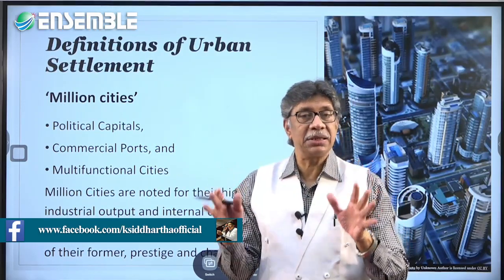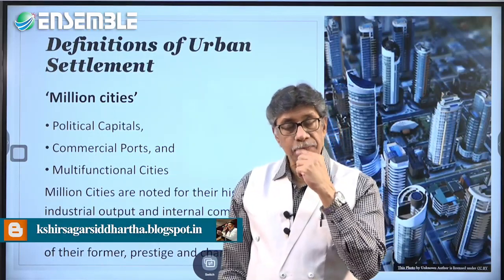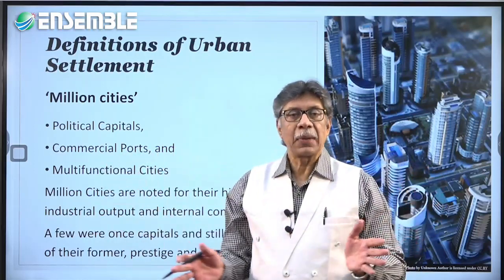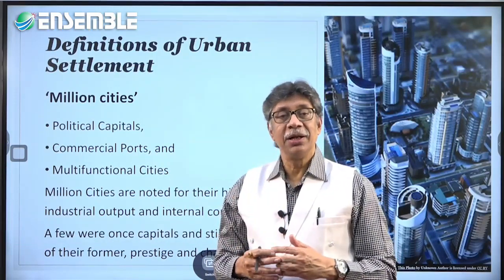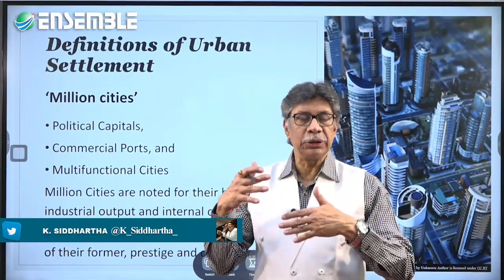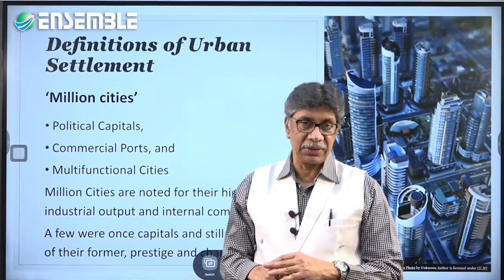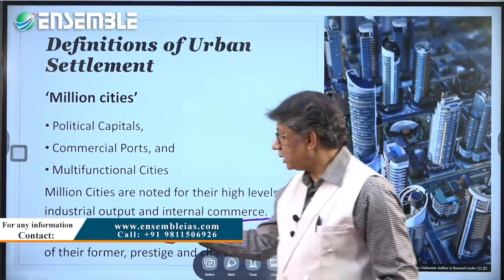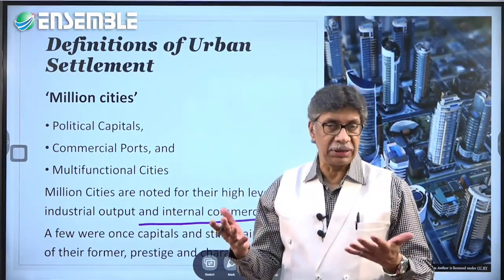Now, all of the million cities are noted for their very high level of industrial output. Industrial output means we are talking about all the forms that can be produced within the framework of what is called the Western form of industrial growth. That means there will be a factory, and because this factory will lead to a higher addition of value, consequently these factories are going to be very, very significant. So million cities are going to be noted for their industrial output and internal commerce. That will help them differentiate in this case here.